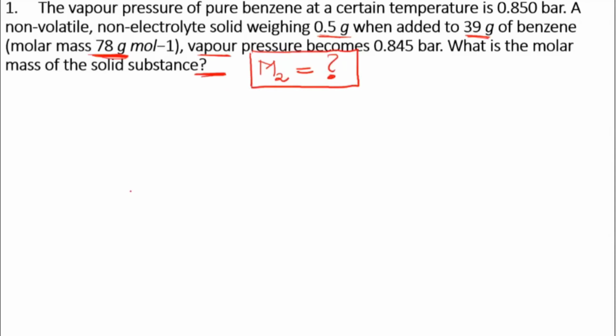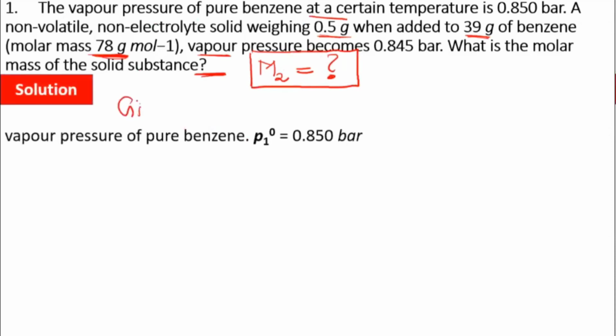Now we will list what is given to you. Whatever is given in this problem, we will list everything. This is the first problem, I will do everything, then the next one I will be asking you all. So let's start with the first one. Vapor pressure of the pure benzene. Pure benzene means P1 naught. Not the solution part, whatever is given to us. P1 naught is always higher, I told you. So you can see here it is 0.850 bar.